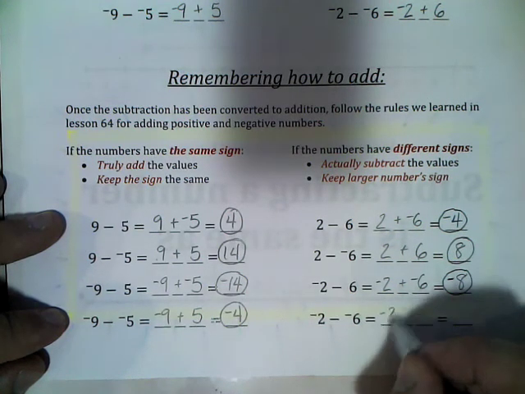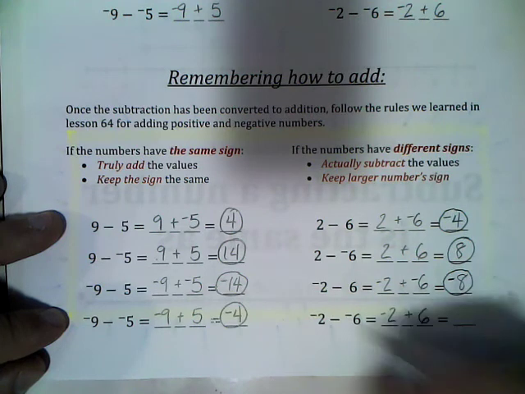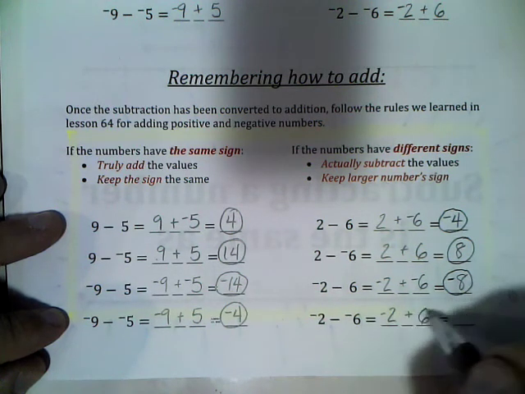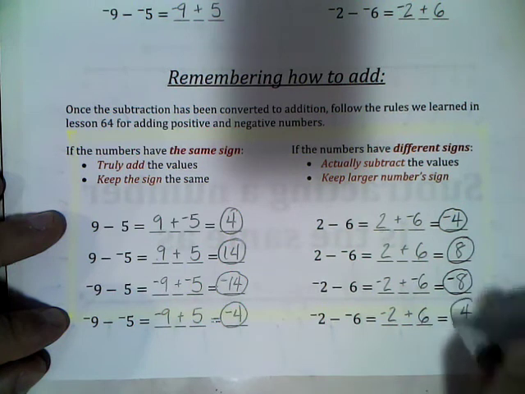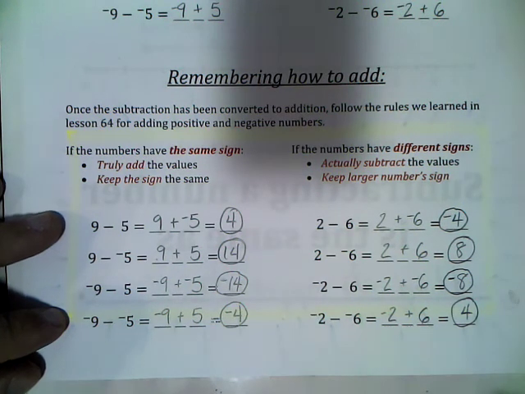And finally, a negative 2 plus a positive 6 is what this will turn into. And so negative 2 plus positive 6, since they have different signs, that's negative, that's positive, we are going to subtract, so 6 minus 2 is 4. But then the positive is bigger, and so that will be positive as well.